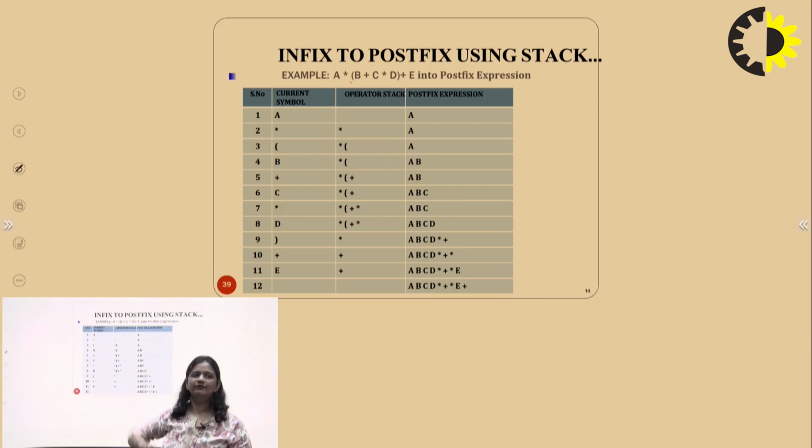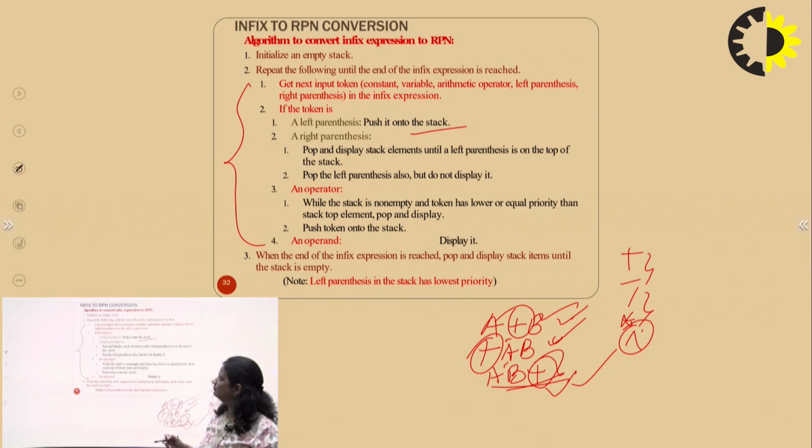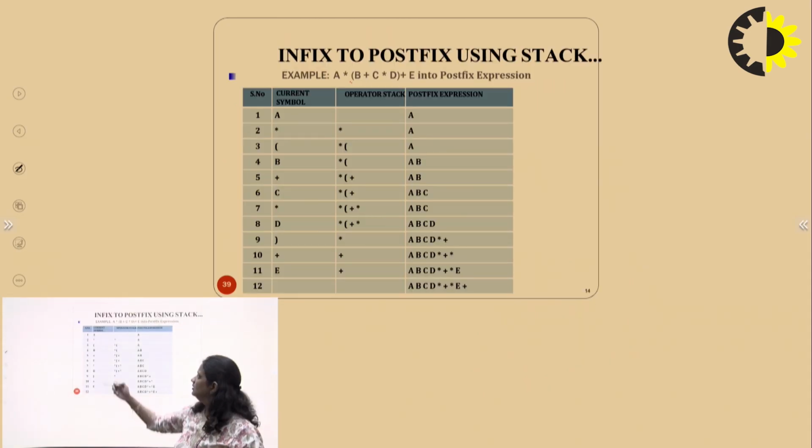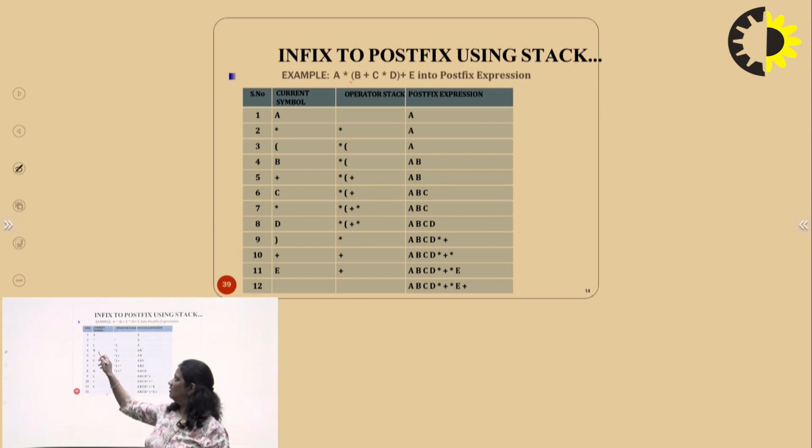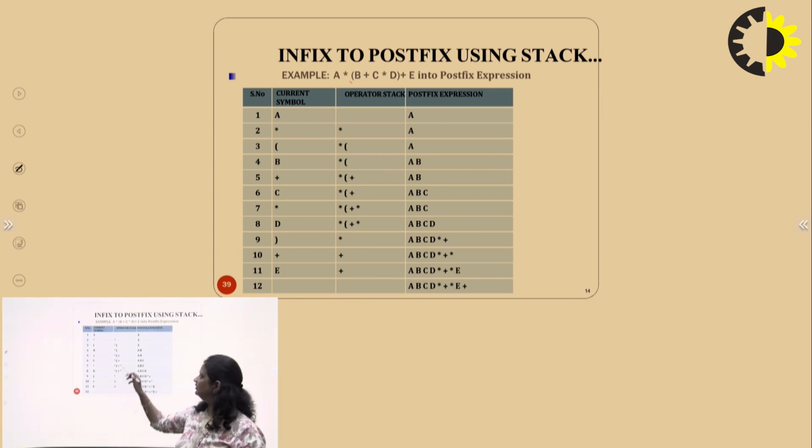Now the left parenthesis is encountered. What will we do when the left parenthesis is encountered? Just push it onto the stack. We push this left parenthesis onto the stack. No changes occur right now. Now the next element is B. When the operand is encountered, we just display that element, that is B.